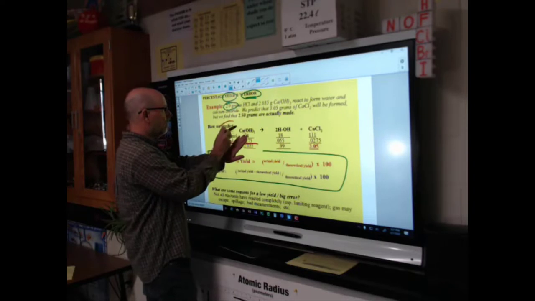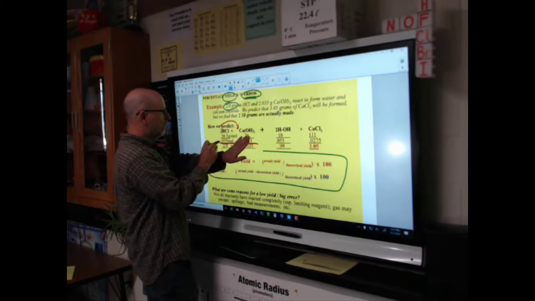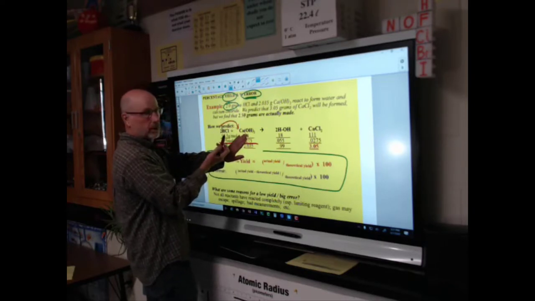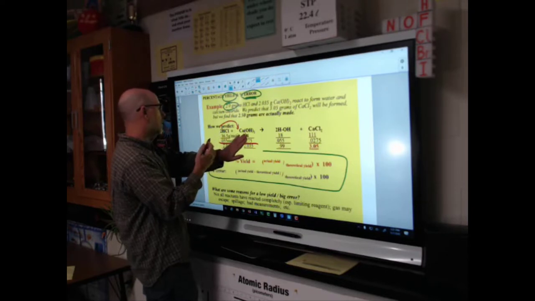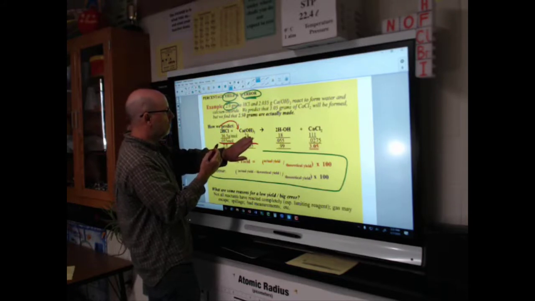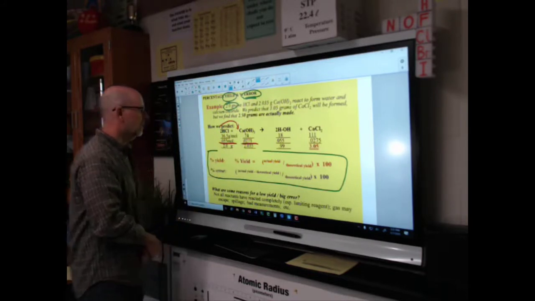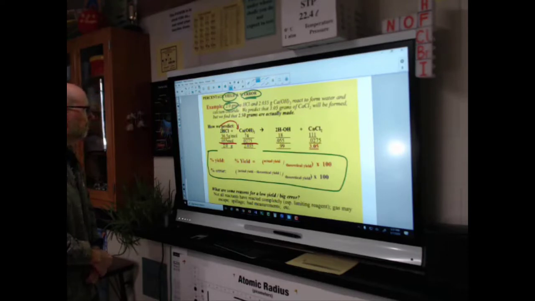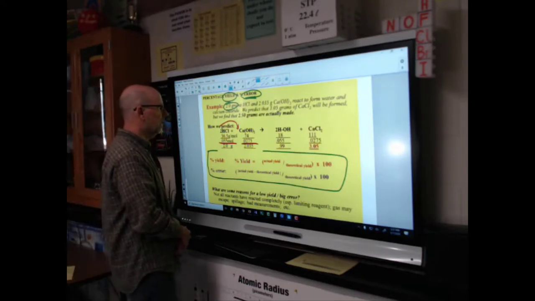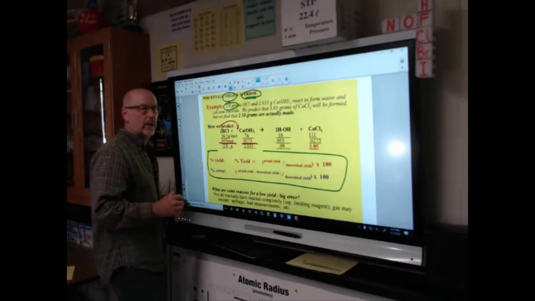So I say 2 is to 1, as 0.055 is to, what's half of 0.055? It's 0.027. Oh my goodness, it's exactly the same. Okay, so neither one is the limiting reagent. So they both run out at the same time.